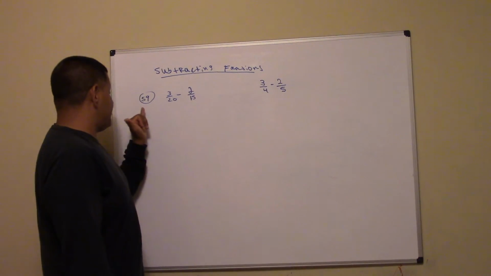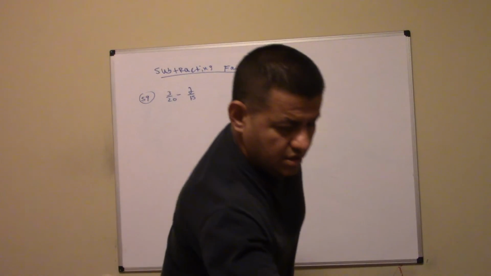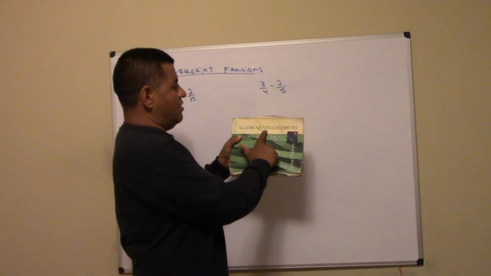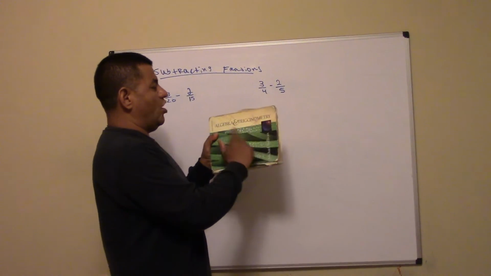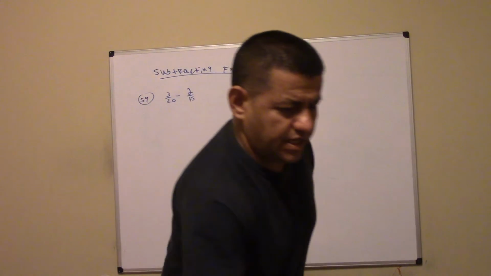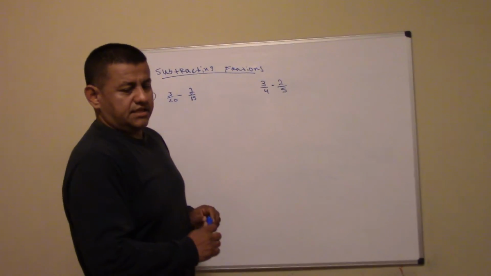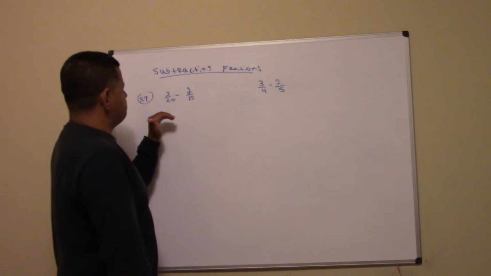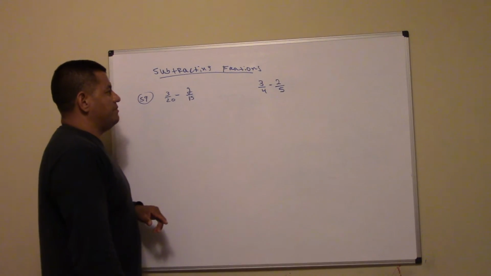This problem is number 59 from this book, the same book that I use, Algebra and Trigonometry by Michael Sullivan. It's kind of an old book, but I like this book. It is a very good book. It has good examples and it's very easy to follow. This is number 59 in the review section of that book.